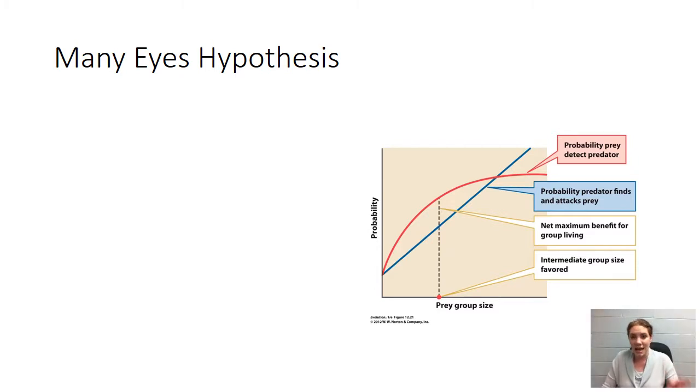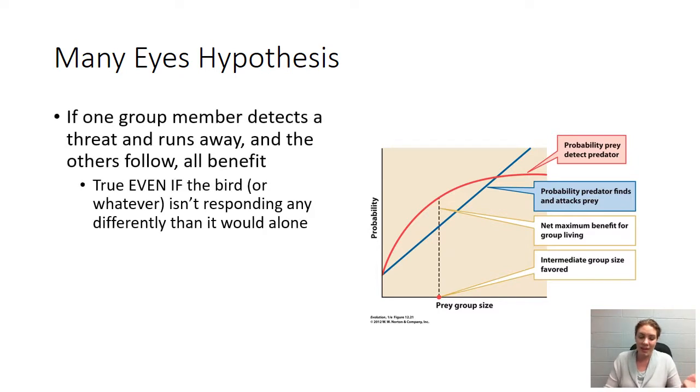The many eyes hypothesis is really kind of based on the idea that if one group member detects a threat and runs away, then the other members of that group can follow and everybody wins. And this is true even if the bird or the white-tailed deer or whatever wasn't responding any differently than it would alone. So this could also be passive.